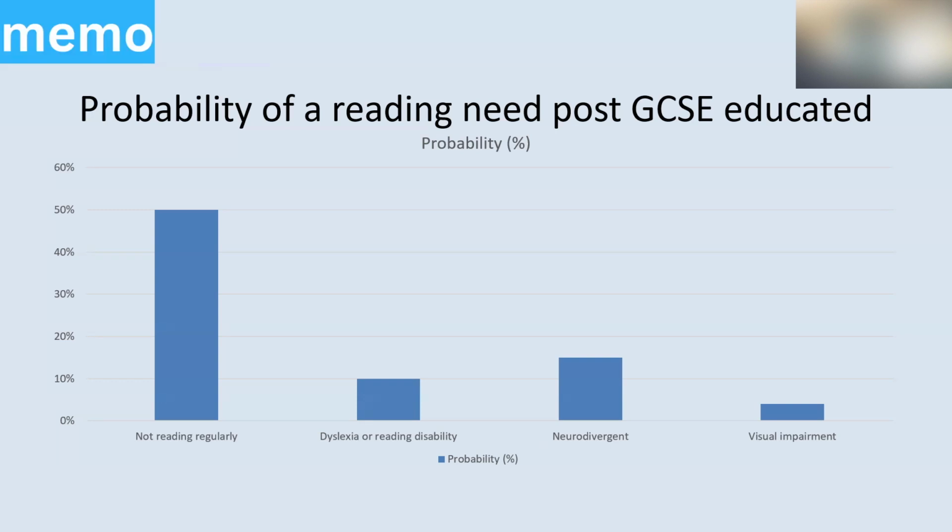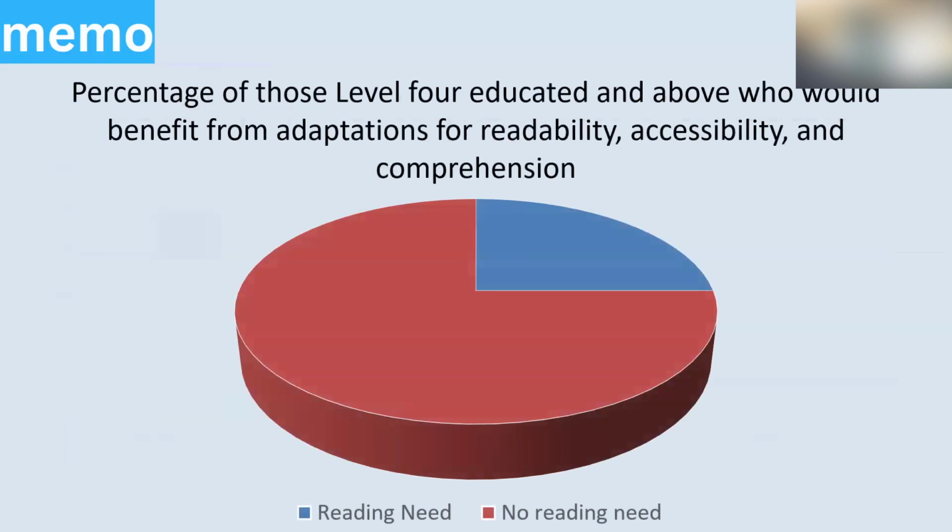Again, note the things I've not included, EAL, context. So that works out at around 25% of those level 4 educated, so GCSE and higher and above, who would benefit from adaptations for readability, accessibility, and comprehension. So this is not insignificant.